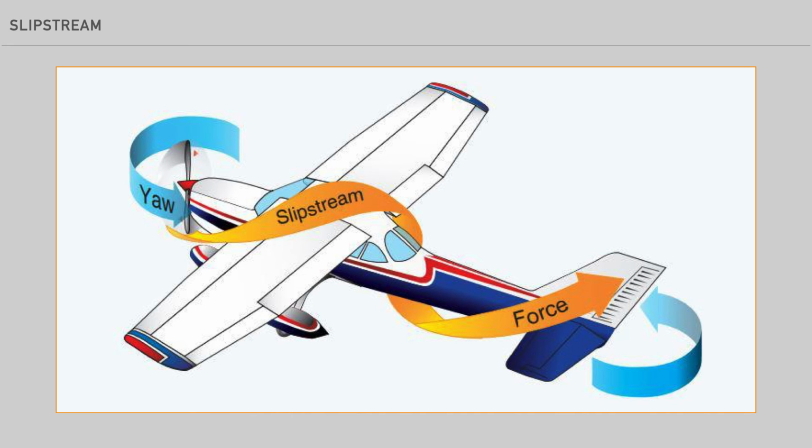At high RPMs and low forward speeds, the spiraling rotation is very compact and exerts a strong sideward force on the vertical tail surface. The more compact the spiral, the more prominent the force. As the forward speed of the aircraft increases, the spiraling slipstream elongates and becomes less effective.